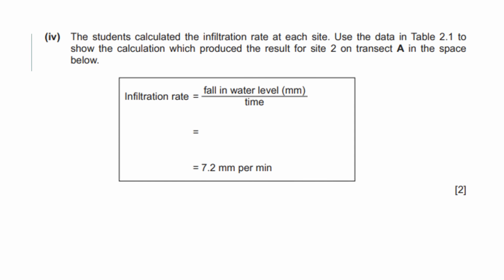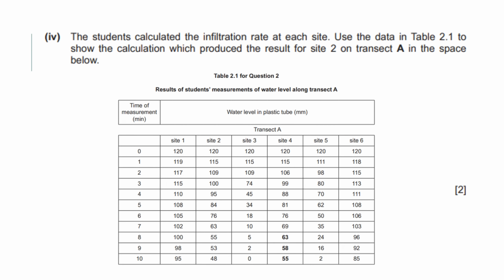Now the question moves on and shows how you calculate the infiltration rate, the time it takes, how fast water is infiltrating into the ground. You've got the falling water level divided by time, and that gives you the answer. So you need to work out that, and show the calculations. Again, you've got the figure here, and we need to do this for site 2. You've got what it was at 0 minutes, and then what it was at 10 minutes. And for that, you need to work out the difference.